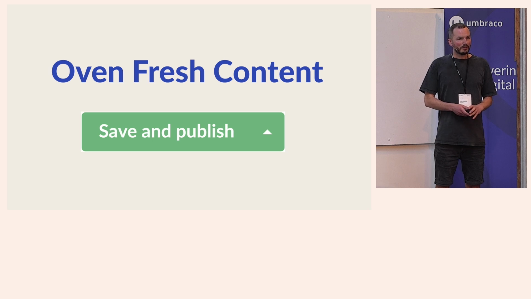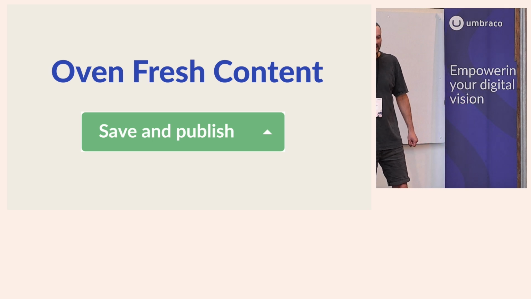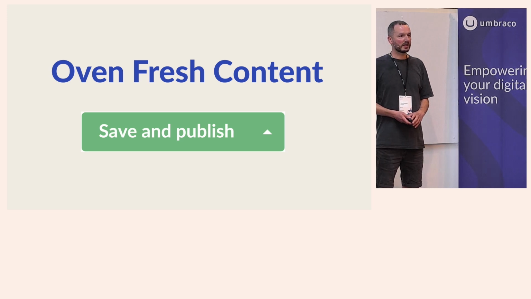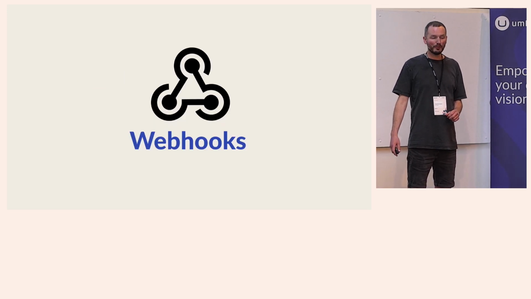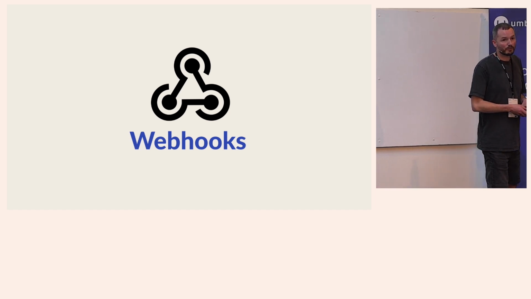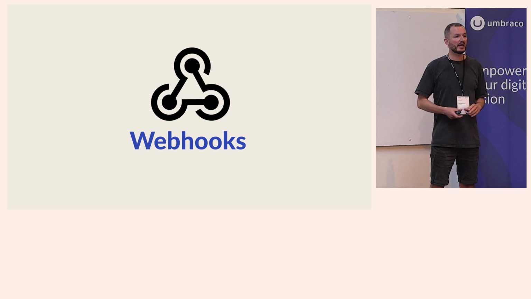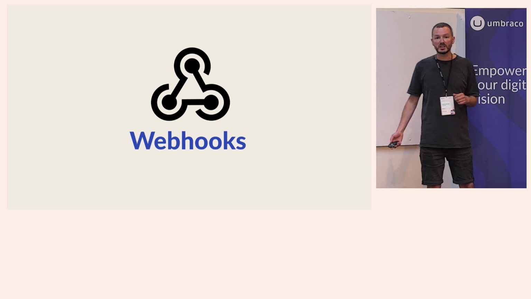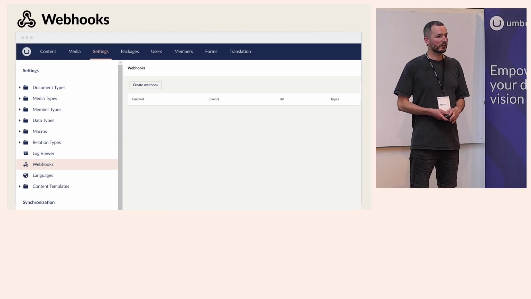So now we've got a static site built, how can we keep our content oven fresh when our editors are busy saving and publishing and clicking that big green button or small green button? For that, we can use webhooks. For those of you not familiar with webhooks, essentially it allows two systems that aren't connected to communicate with each other via events over HTTP. And we're really spoiled these days because webhooks are available out of the box with Umbraco, so there's no real configuration to do here.